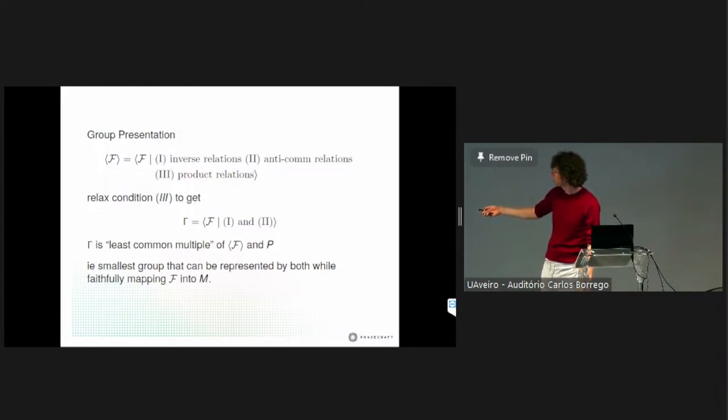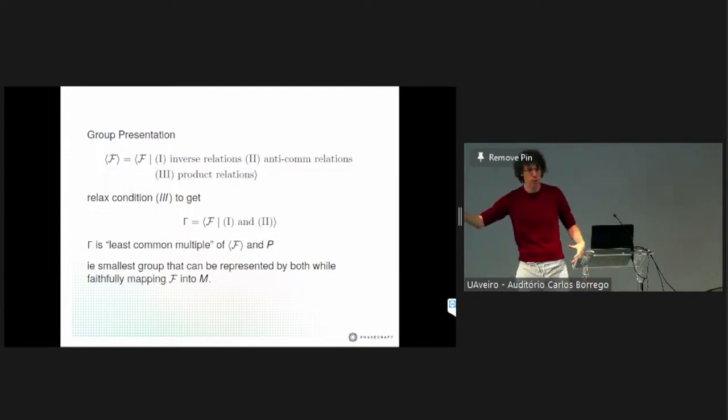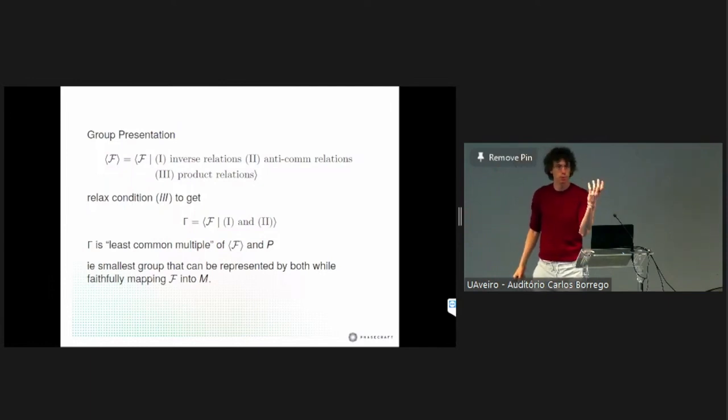We have some free group on our elements, which are symbols, and then we just have these inverse and anti-commutation relations that have been quotiented out. And you can think of gamma as kind of the least common multiple of the Pauli group and the privileged fermionic group that you care about, right? It's the smallest group that has a representation to both of these things, while still faithfully mapping the symbols that you have in here into their corresponding Majorana monomials, okay?